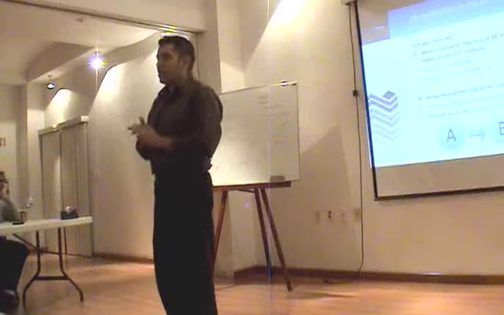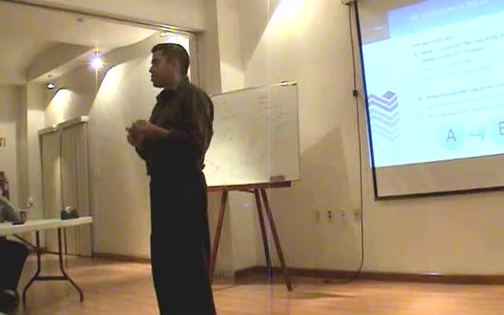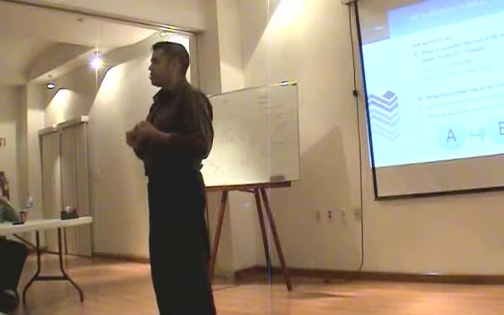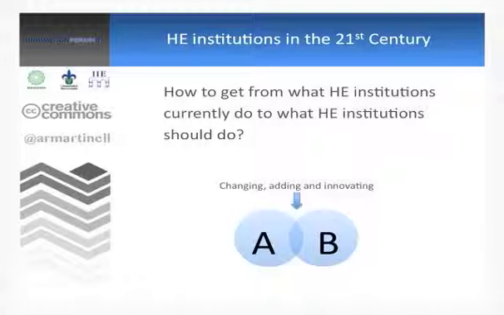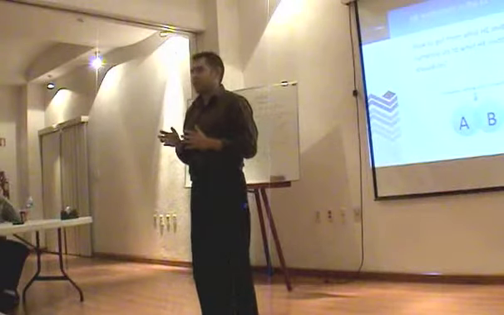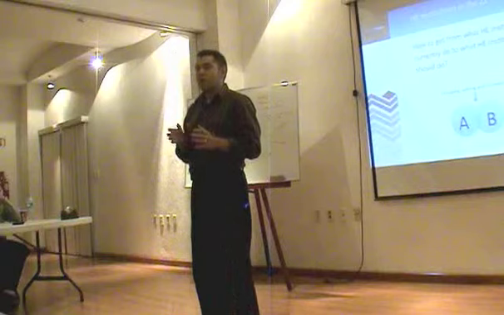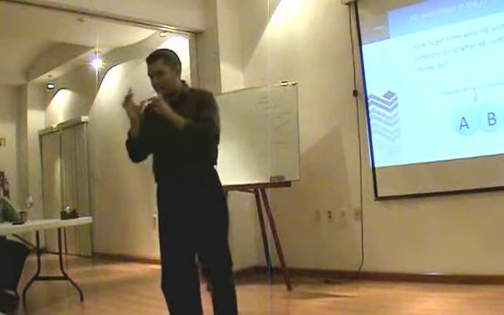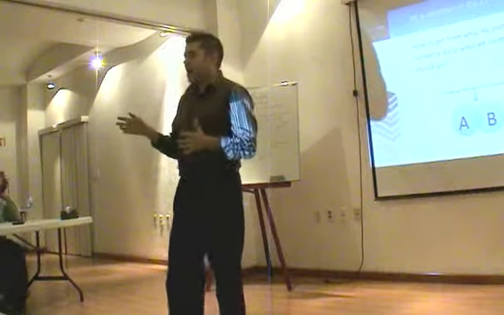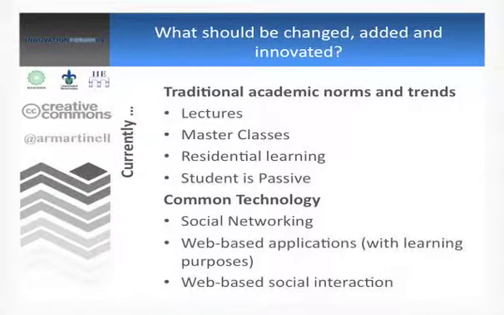And what we want really is to facilitate the students' insertion in work, to facilitate students' employability, and also provide work-like opportunities during university time. If we see this as A and B, it could be A plus B or A towards B. It depends where we are and where we want to be. How to get from what higher education institutions currently do to what they should do. Well, so in that Venn diagram we have this changing, adding, and innovating.